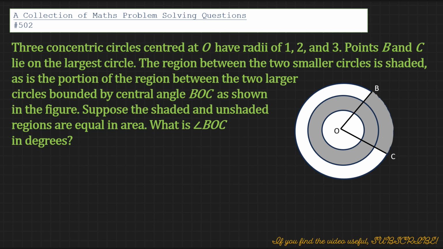Now we can see the shaded region, and the unshaded region is white, the shaded region is gray. So what we need to do is to find the area of the shaded region and also the area of the unshaded region and equate the two. That's how I proceed with this question, but there are other ways to do it which you may find easier, and it's worth trying. So I'll do the way that I wanted to show for this video.